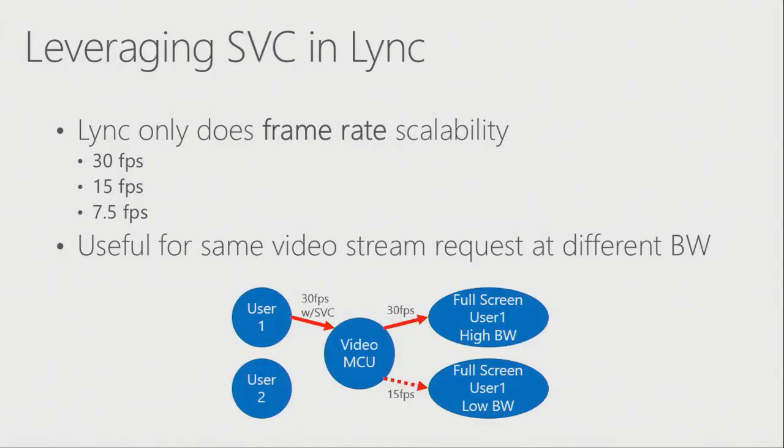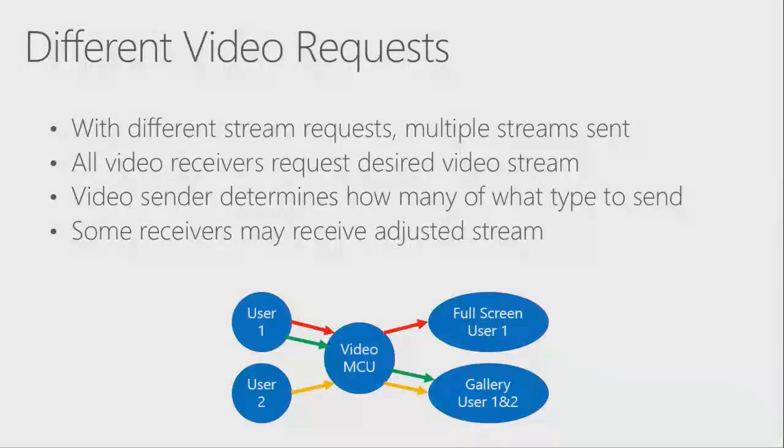This is a great example where then that user 2 is going to get 15 frames per second, which I've kind of represented with the dotted line there. And the user 1 is getting a full 30 frames per second. Now, what happens, though, if the user 1 on the right has full screen, but for user 2 below, he has a gallery view? So the resolutions are no longer the same. At this point, SVC doesn't help us anymore.